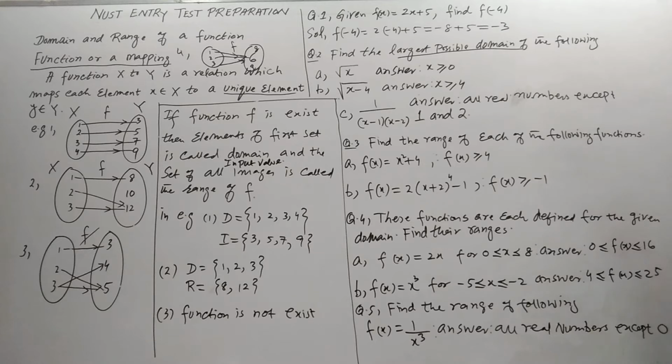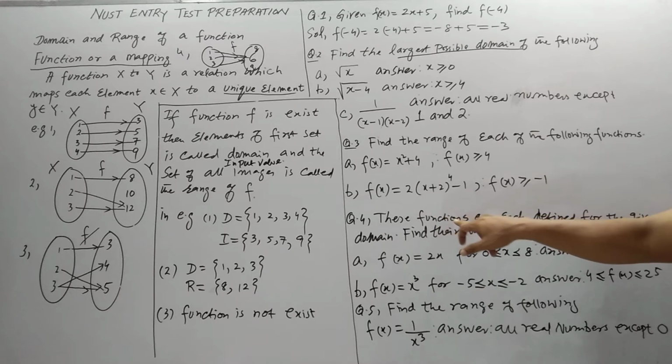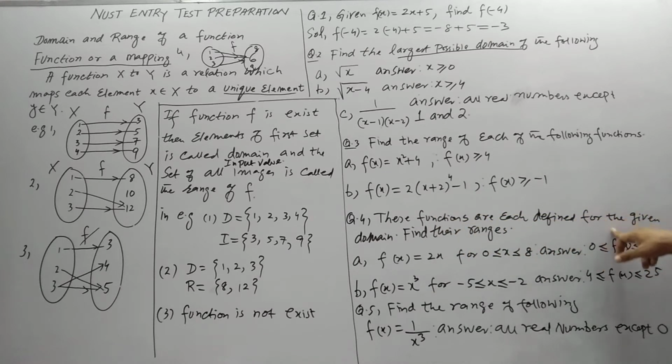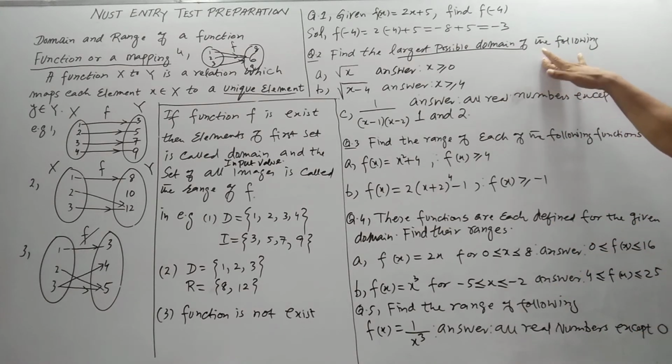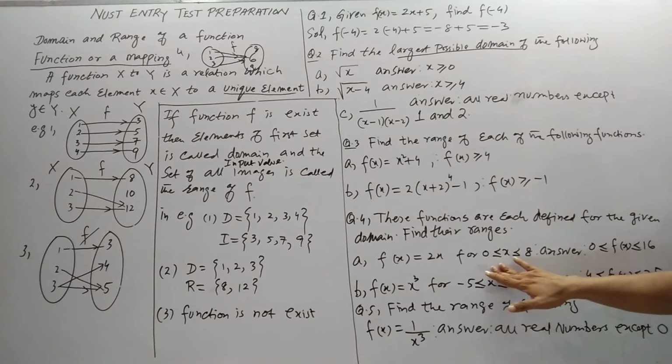Next question, question number 4. These functions are each defined for the given domain. Find their ranges. Student, in each part the domain is given, so with the help of the domain we have to find the range, not the largest possible domain or largest possible range. Since the domain is restricted, the range is also restricted.